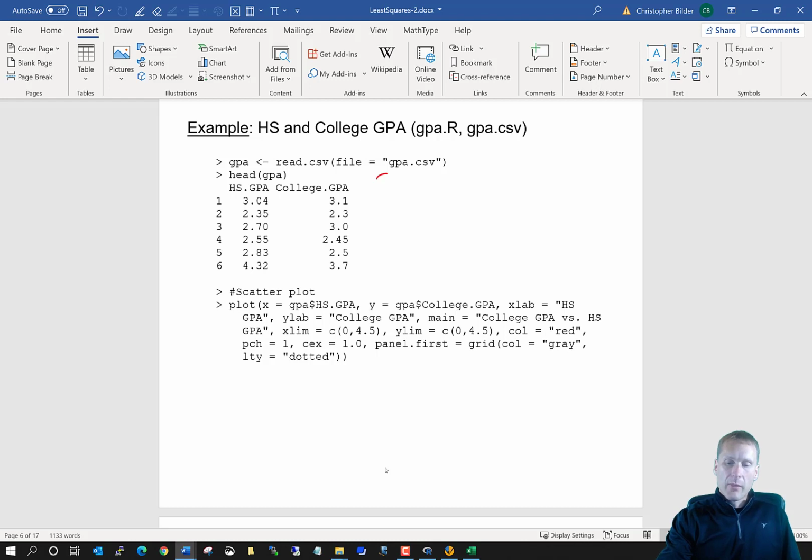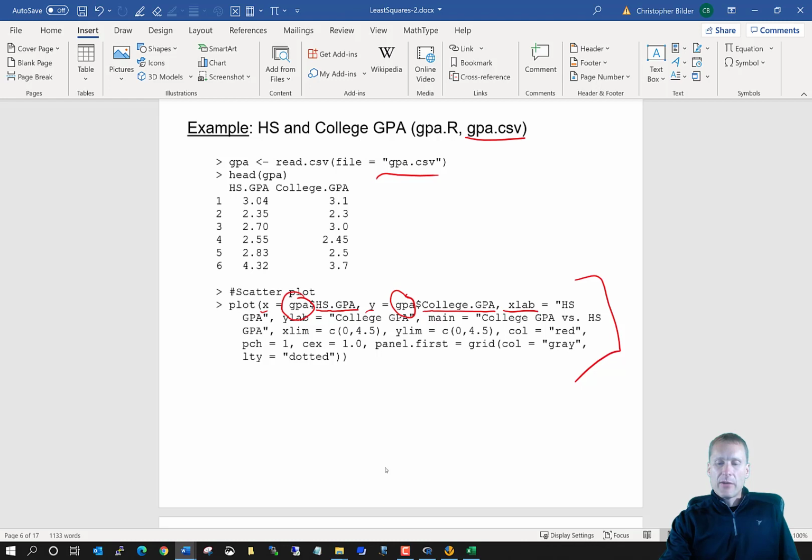Okay, so my data is in gpa.csv. I can read it into R. This is what I have. I can do a scatter plot like I've done many times before in this class. Why don't we go ahead and review this? So my x argument says what goes on my x-axis. I'm going to extract out high school GPA from the GPA data frame. My y argument says what goes on my y-axis. So I'm going to extract out college.gpa from the GPA data frame.